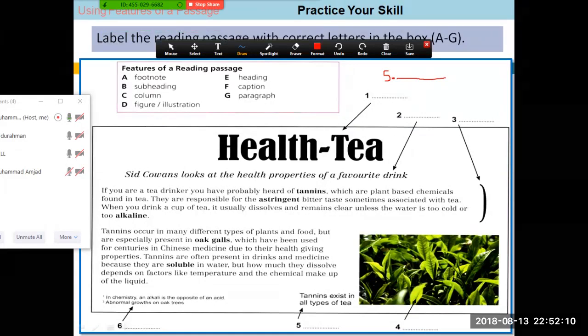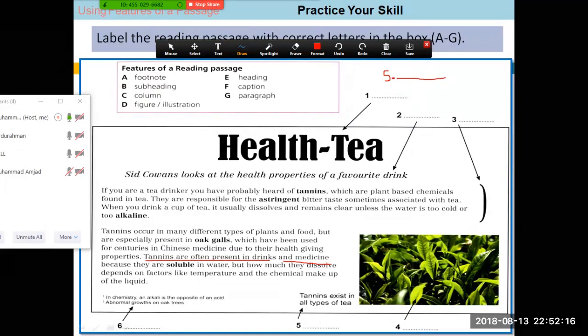Let's say, can you read this? Tannins are often present in drinks and medicine because they are soluble in water. Now, let's say you don't know what soluble means. Just assume that you don't know, but you can make a guess about the meaning of soluble after reading the next line.